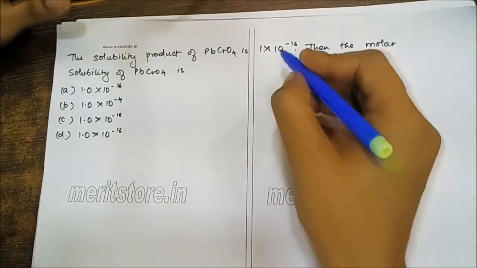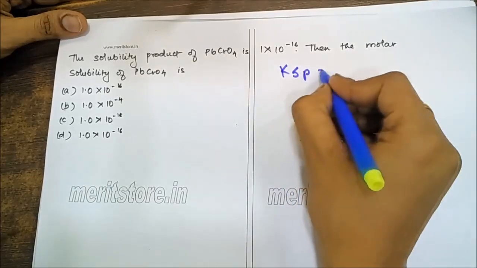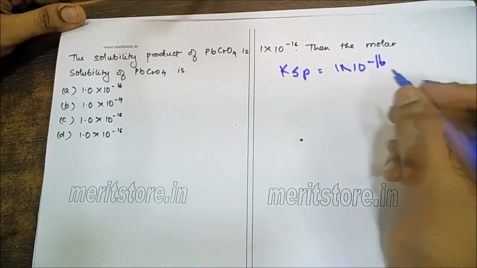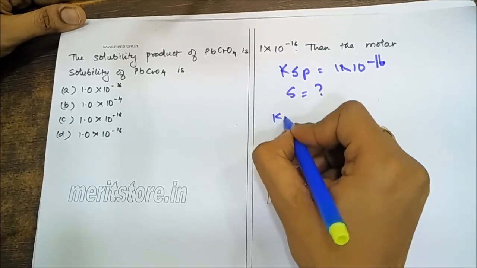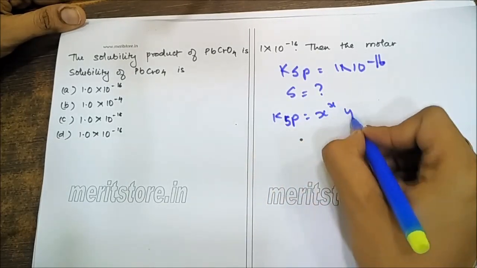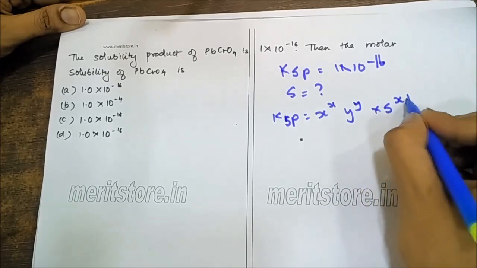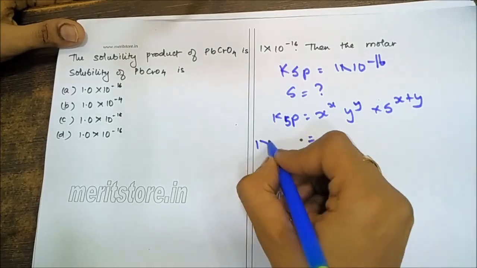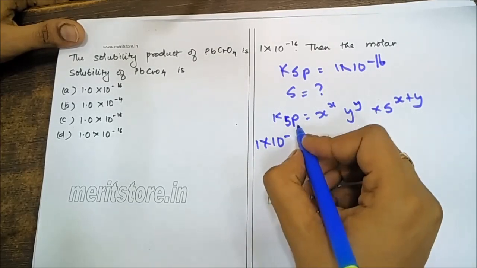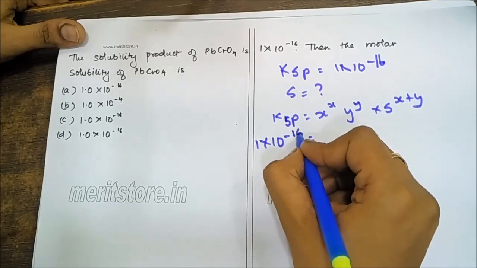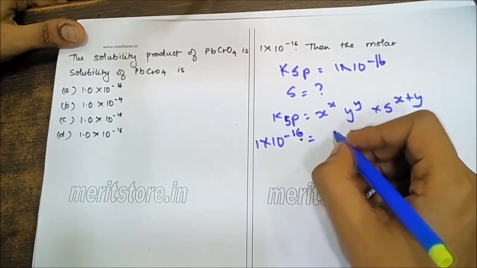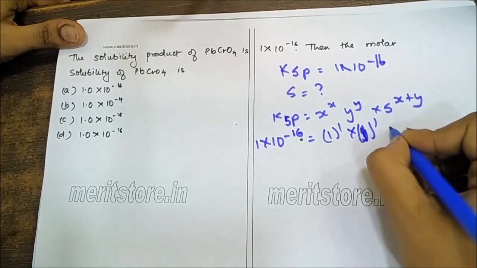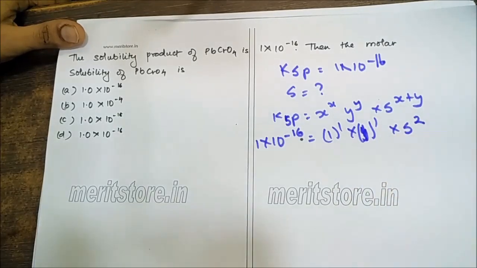Solubility product of this ion is given as, you are given Ksp as 1 into 10 raised to minus 16, and the molar solubility, you are asked what is S. Again the same concept, Ksp is nothing but x raised to x, y raised to y into s raised to x plus y. Now my x is also 1 and my y is also 1. So this is 1 into 10 raised to minus 16 equals 1 raised to 1 into 1 raised to 1 into s, 1 plus 1 would be 2.